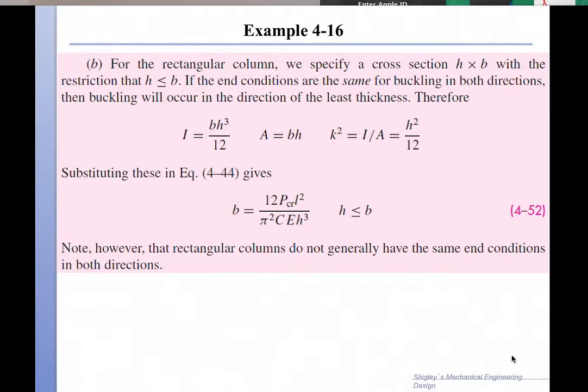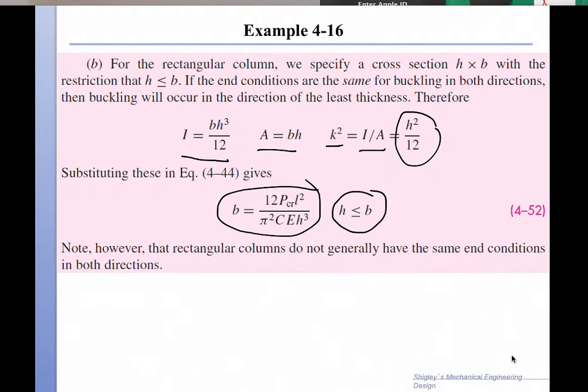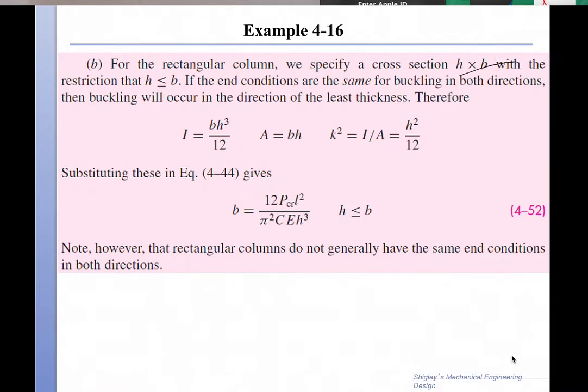So going back to the problem at hand, we see that for a rectangular cross-section, this is I, and this is A, and the K squared is I over A. It turned out to be H squared over 12. And when we substitute, then we get a critical value for B, and this critical value is obtained when H is less than B. If H is greater than B, then we just reverse the roles of B and H in this equation. So in this example, we illustrated how to find the critical dimensions for buckling.